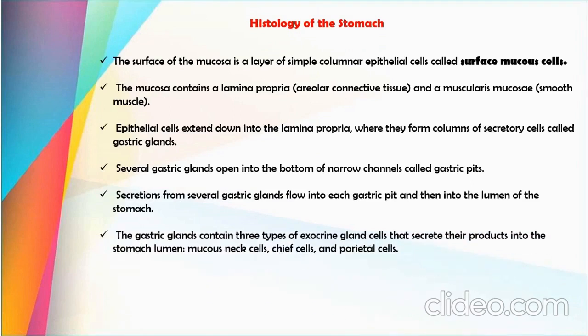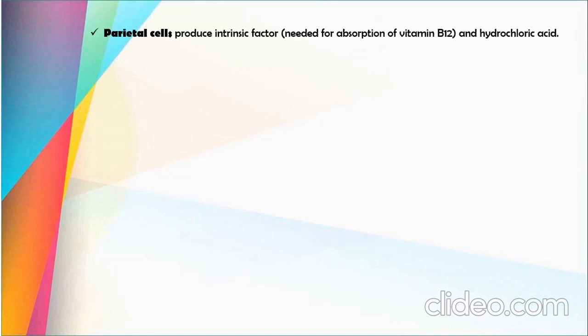The gastric gland contains three types of exocrine gland cells that secrete their products into the stomach lumen: mucous neck cells, chief cells, and the parietal cells. Both surface mucous cells and mucous neck cells secrete the mucus. Next is the parietal cell. This parietal cell produces the intrinsic factor and the hydrochloric acid.